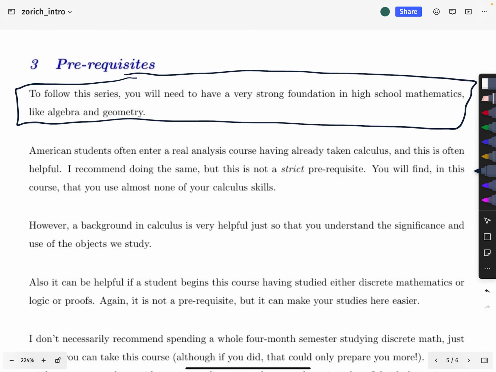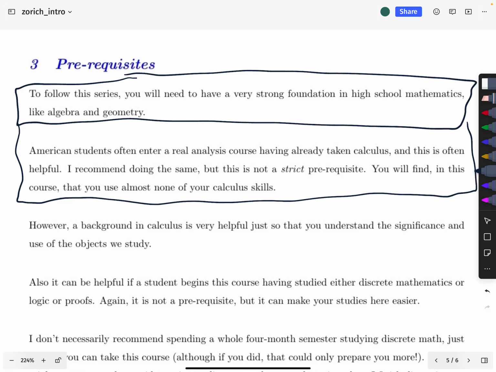I do recommend it. Honestly, you're going to learn all this stuff eventually, so I don't see why you wouldn't go and learn calculus before learning this material, because I do think that calculus is easier to learn. And once you learn it, it helps you to learn this material. So I would recommend it, but it is not a strict prerequisite. Okay, so I recommend it.